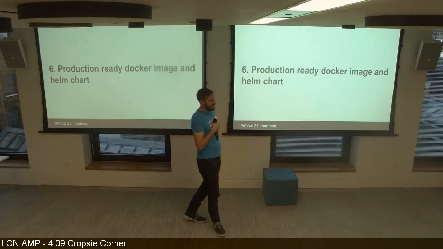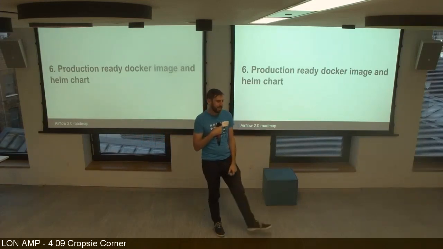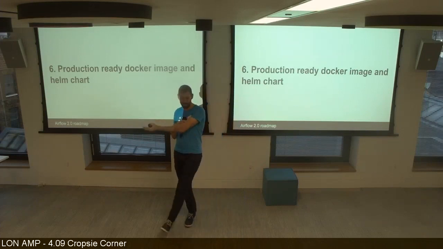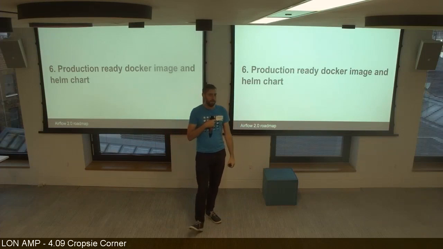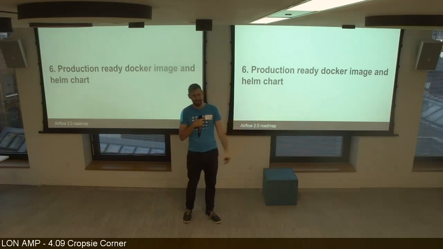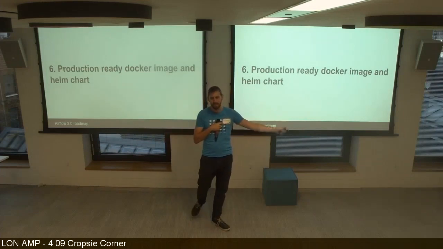then the final thing is a production-ready Docker image. So we've now got Dockerized CI, thanks to Jarek. Most people, if they run Docker in production, either take that and hack it around, or they use Puckel's Docker container. It's great, it's what I did, but we should have something under the Apache name.